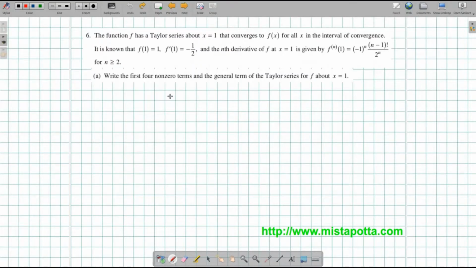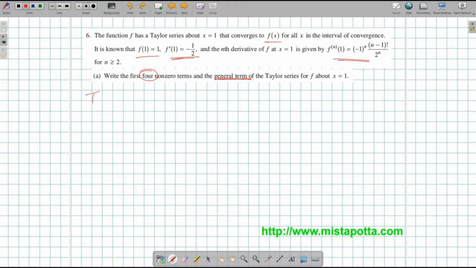Our Taylor series problem. The function f has a Taylor series about x equals 1 that converges to f of x for all x in the interval of convergence. And it's known that f of 1 equals 1, f prime of 1 equals negative 1/2, and the nth derivative is going to be given by this expression. So I need to write the first 4 non-zero terms and a general term of this Taylor series.